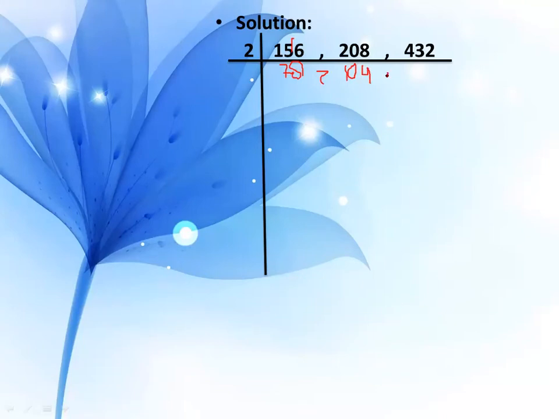Now move on to the next number, 2. We have to divide it again by 2. 2 multiplied by 2 is 4. 2 into 1 is 2, and here you will get 1 as a carry to the next number, and 2 multiplied by 6 will become 12. So here you get 78, 104 and 216. You can divide these numbers again by 2. So how will you proceed?